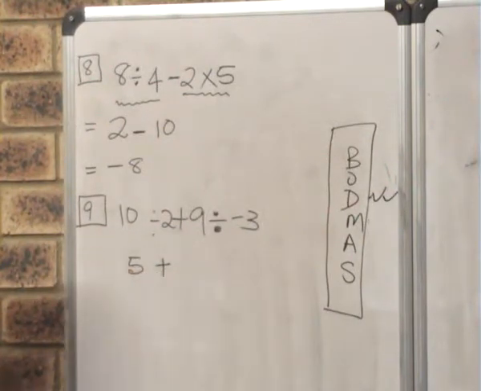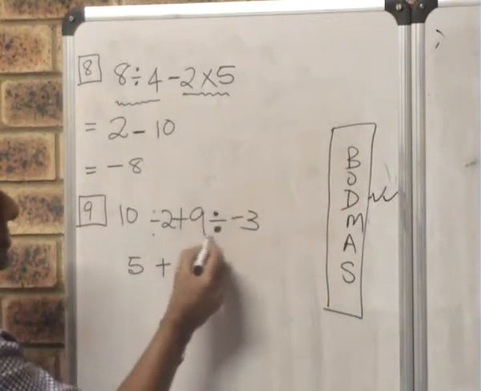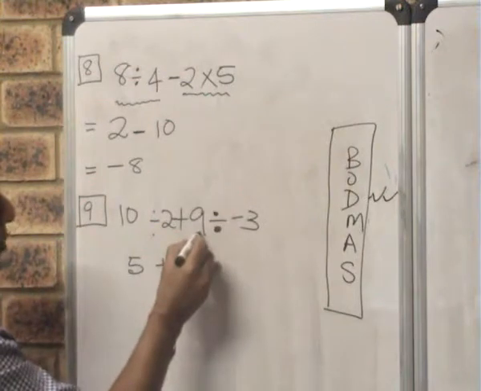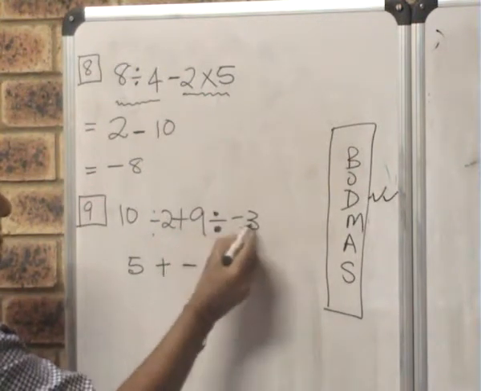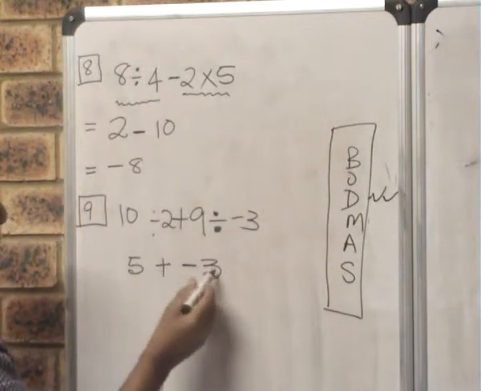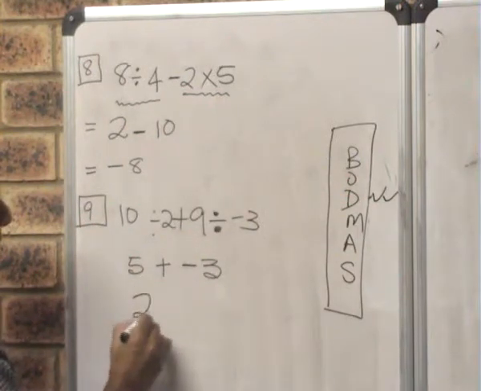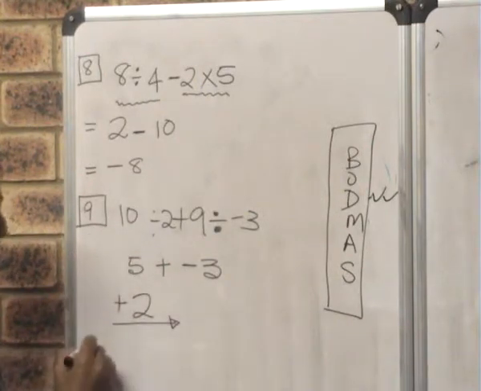Plus. Now be careful. 9 divided by minus 3, there are integers involved here. So a plus divided by a minus gives me minus. 9 divided by 3 is 3. So 5 plus minus 3, I have 5, I owe 3, therefore I'll end up having 2, therefore my answer is plus 2.